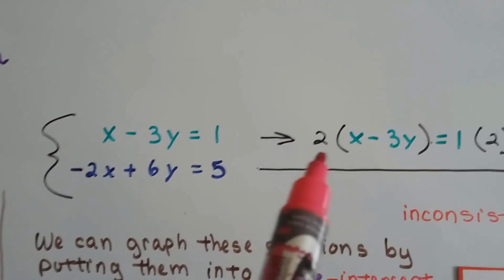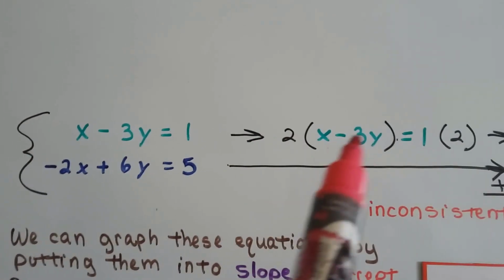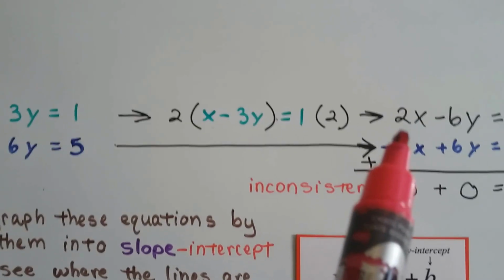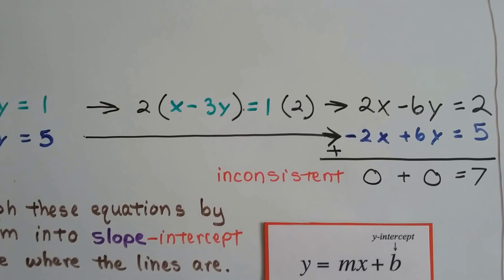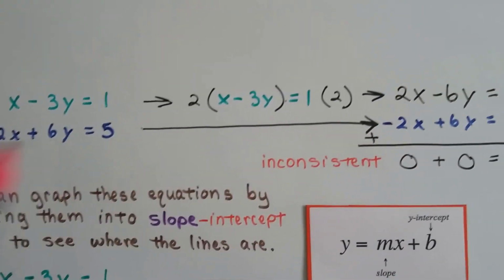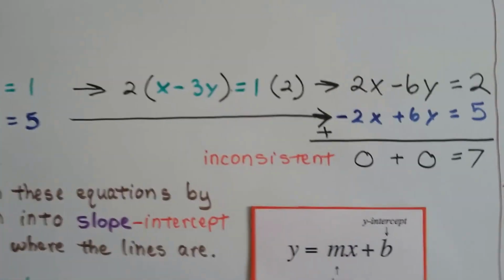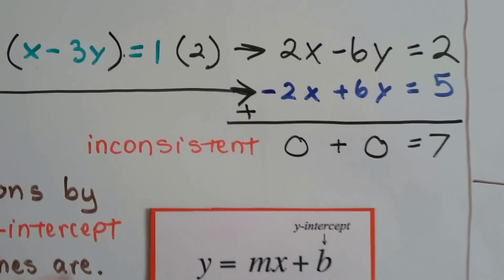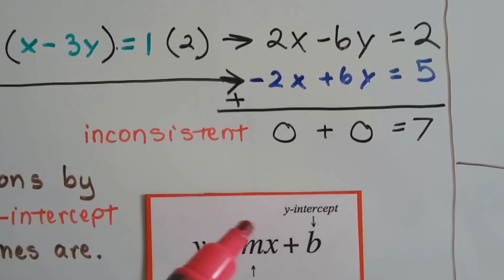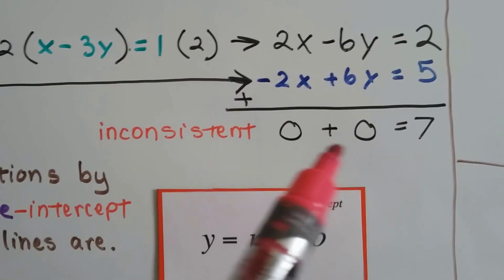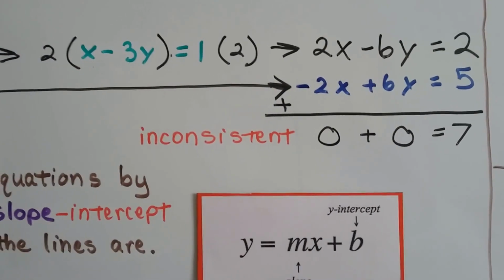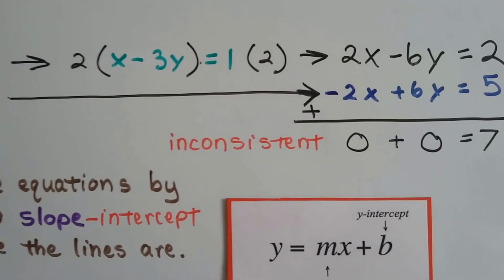So we multiply the green one by a 2, every single term, even after the equal sign, and we get a positive 2x minus 6y equals 2. When we slide the blue one over, it's a negative 2x plus 6y equals 5. Well, look what happens. Not only did we create a zero pair here, but we created a zero pair here. That means 0 plus 0, which is 0, equals 7. Well, that doesn't make any sense. That's inconsistent. There's no solution to these.